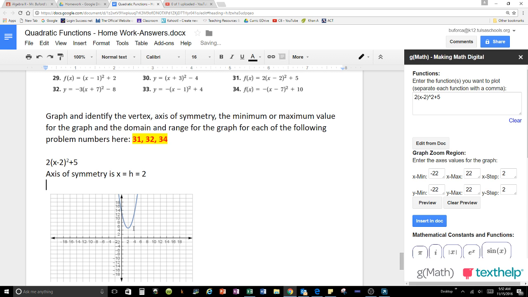Okay, and this parabola is a minimum because the parabola opens upward. A is 2, which is positive, and it opens upward at a minimum value of y equal to 5. Let's see, y is equal to our k value here. So it's a minimum at y equal to 5.